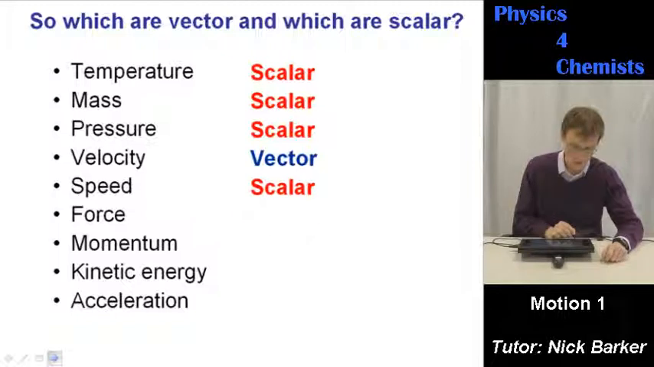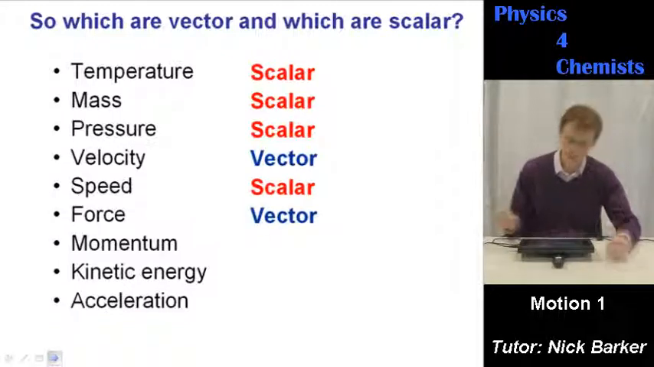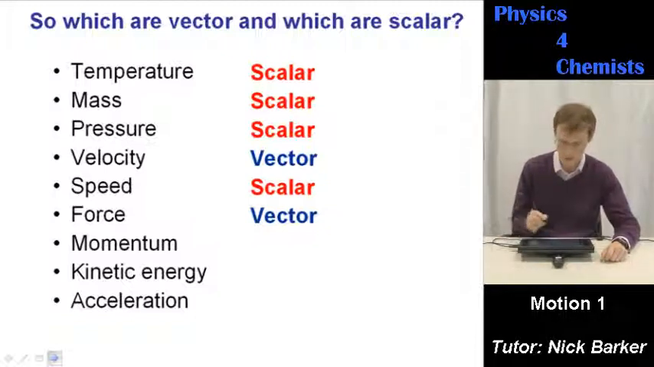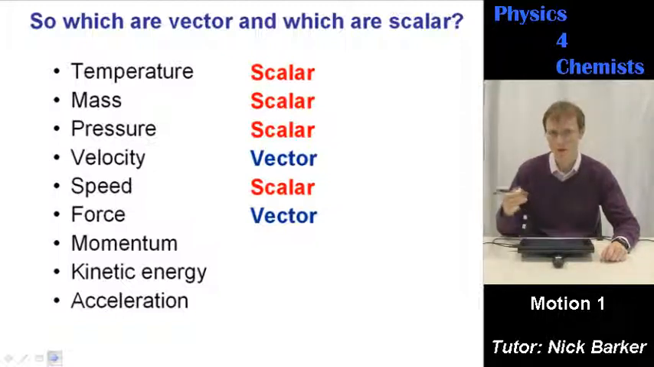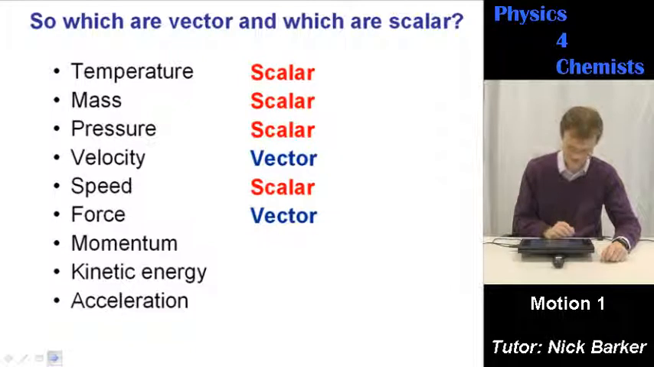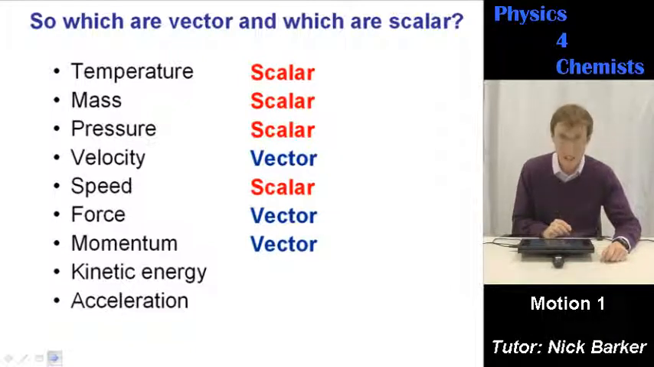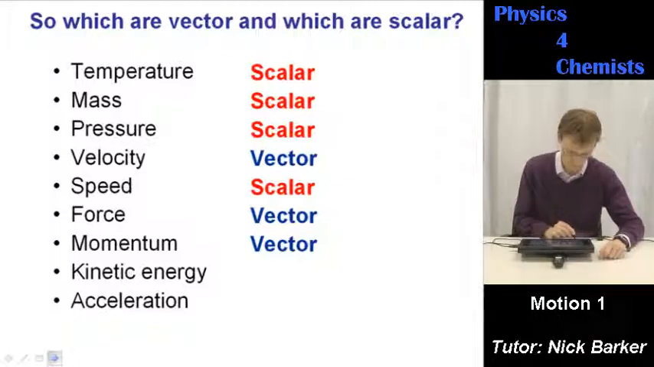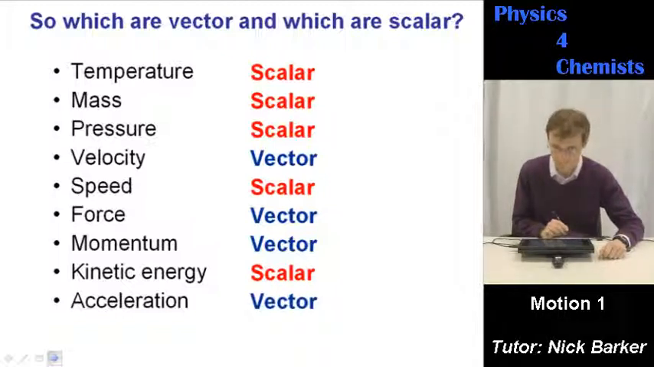Force, newtons. Vector, well, it's up for sort of dispute. Sometimes you don't need to be concerned about the direction of a force, but strictly speaking, it's a vector quantity. Momentum, it's mass times velocity, which should help you. Vector. Kinetic energy, the amount of energy an object has due to its motion. It's a scalar. Units are the joule. And acceleration is vector, rate of change of velocity.